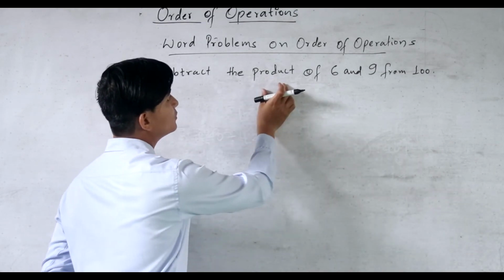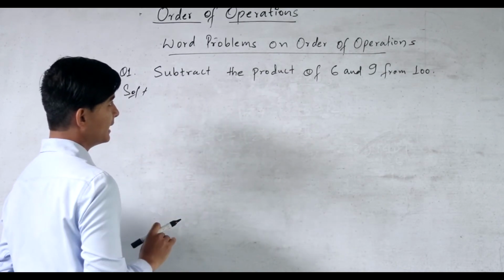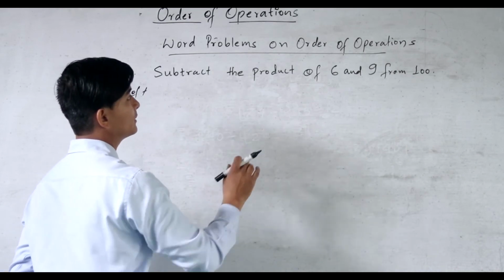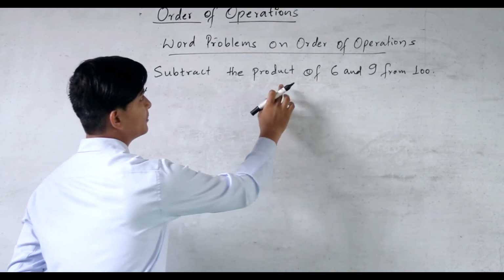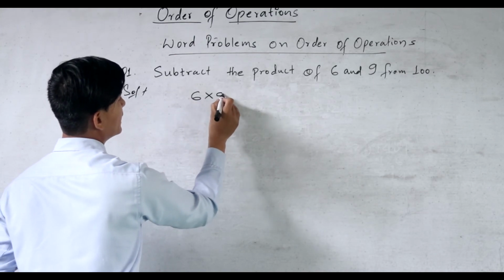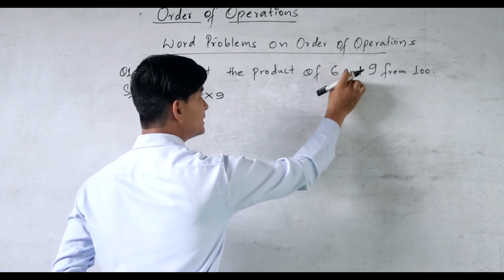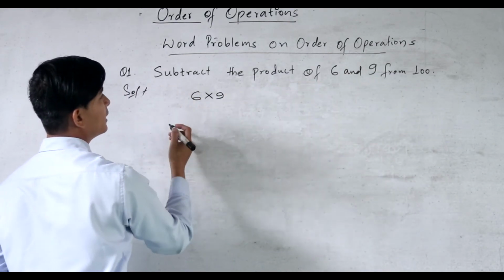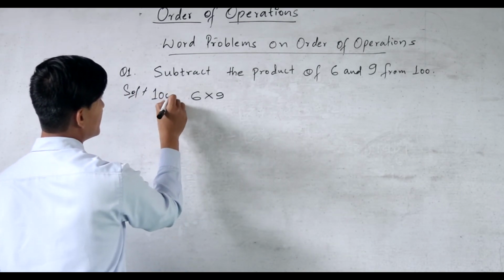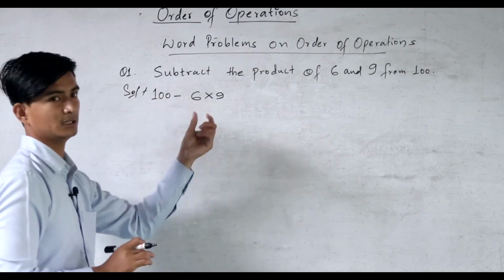So while writing this problem into any number or into any equation, what we have to do is we have to see very clearly, okay, the product of 6 and 9. So it means that 6 multiply 9, as product means multiplication. So the product of 6 and 9 from 100. So from 100 it means that we have to minus from 100. Okay, so 100 minus 6 into 9.